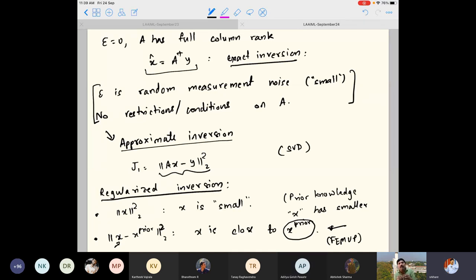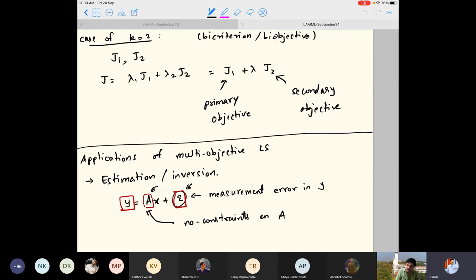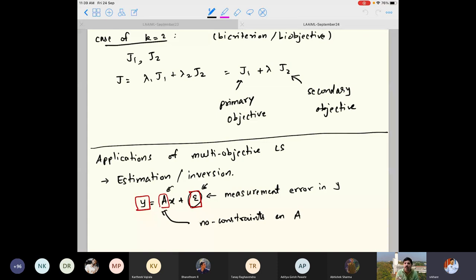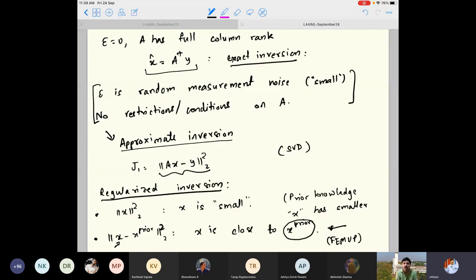Now the thing is that epsilon is a random measurement. It's a small noise. It is random. We don't know exactly what it is. If you don't know exactly what that epsilon is, then you will always have approximate inversion. You will not be able to have a unique solution x hat equal to A pseudo inverse y, because this thing is actually not known to you. It is random. It is changing, right?